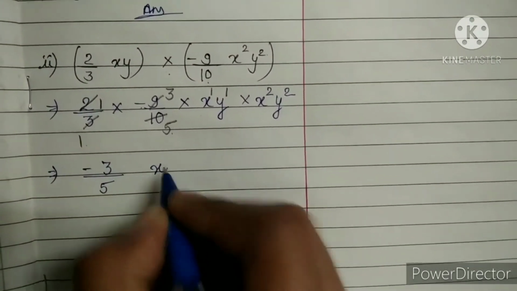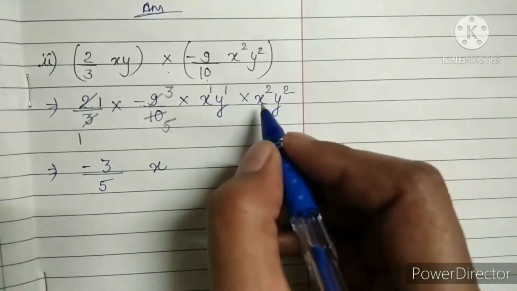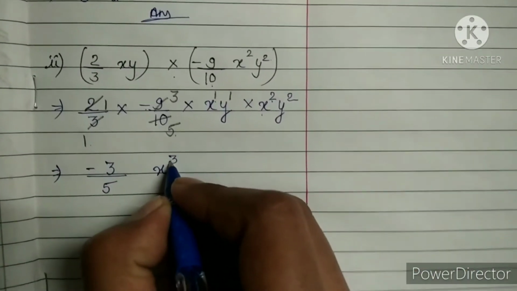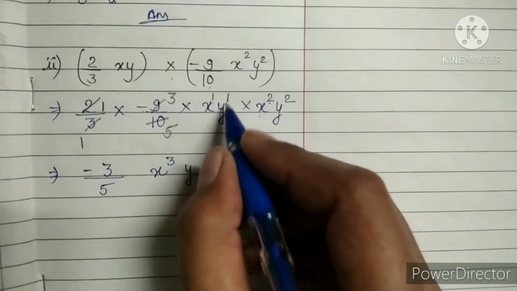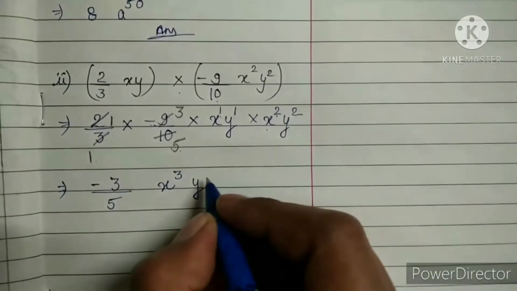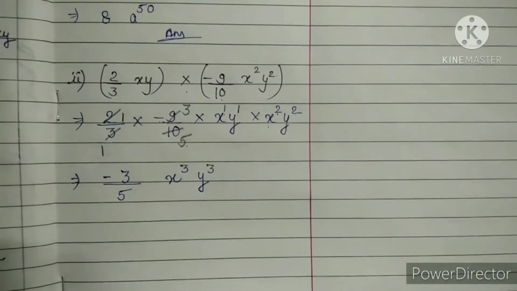Now we will see the x term. x to the power 1, x to the power 2, 1 plus 2 is 3. Now y to the power 1, y to the power 2, 1 plus 2 is 3. This is our answer of the second one.